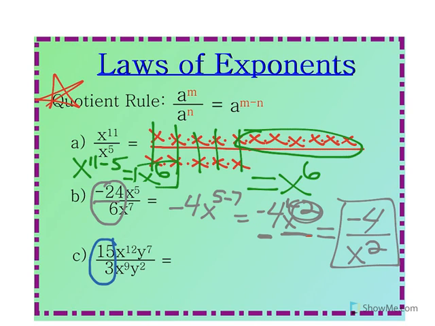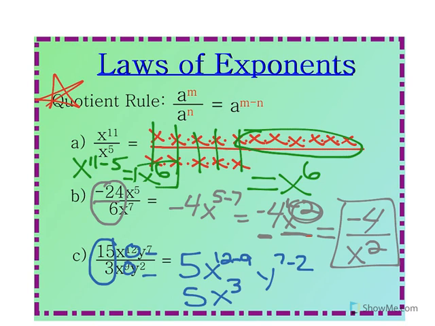15 divided by 3 is 5. For my x's, I'm going to take the x's exponents, 12 minus 9, and then we have the y's exponents, 7 minus 2. If I simplify, that would be 5x to the third, because 12 minus 9 is 3, and for the y, 7 minus 2 is 5. So the final answer is 5x to the third, y to the fifth. So just a reminder, we divided the coefficients, and then we subtracted the exponents of the like bases.